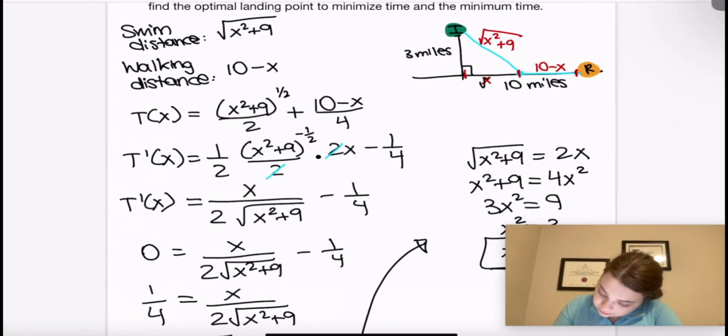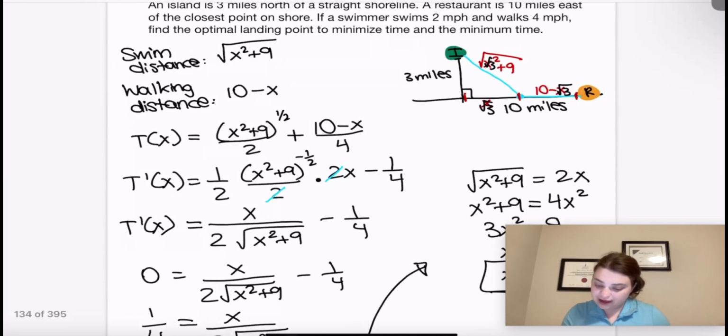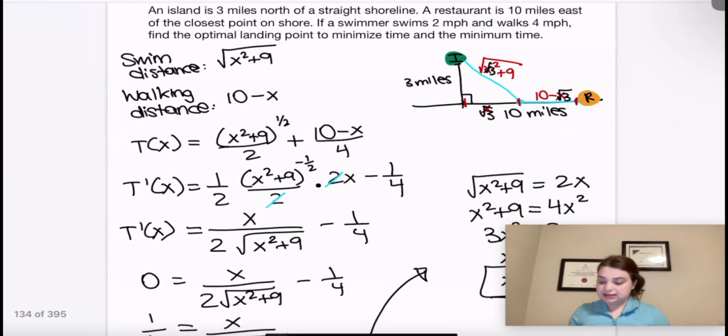Okay, very good. So now we figured out that x is equal to the square root of 3. So this would be root 3. This would be 10 minus root 3. And this here would be root 3 squared plus 9 and then square root of that, which would be root 12. However, that's besides the point. The point now is that we figured out that the optimal landing distance is 10 minus root 3 miles from the restaurant, we need to know what is the minimum time.